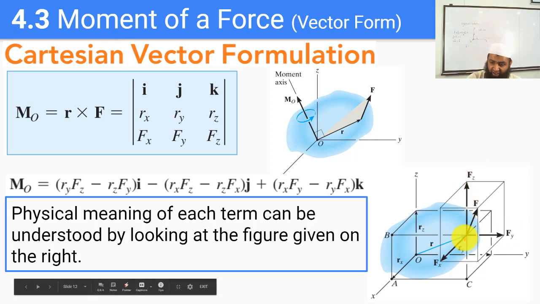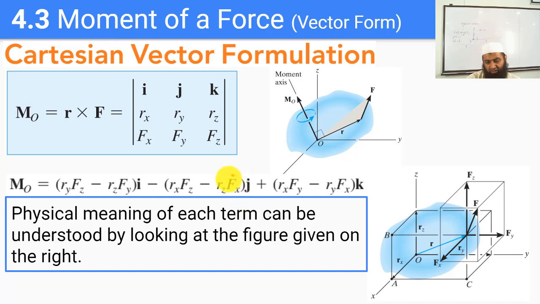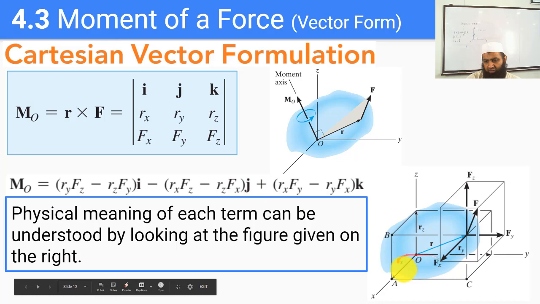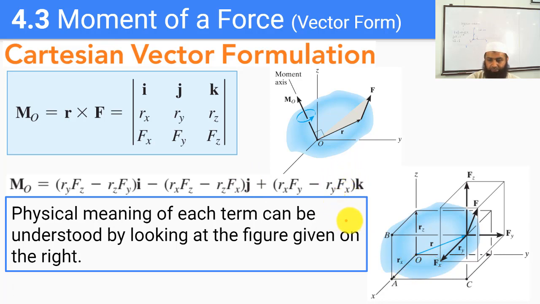This Fx would try to rotate this along the z axis. It would produce a rotation along the z axis, and it would also try to produce a rotation along the y axis. So here we see that we have this Fx term which is trying to produce a rotation along the j axis, which is the y axis, and we also have this Fx term which is trying to produce a rotation along the z axis.